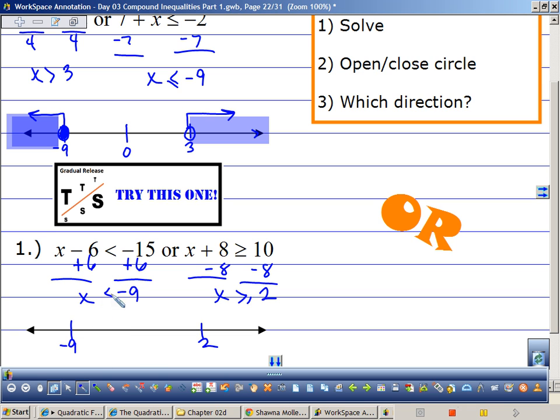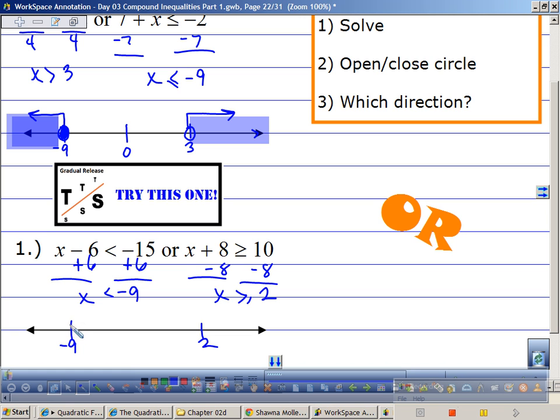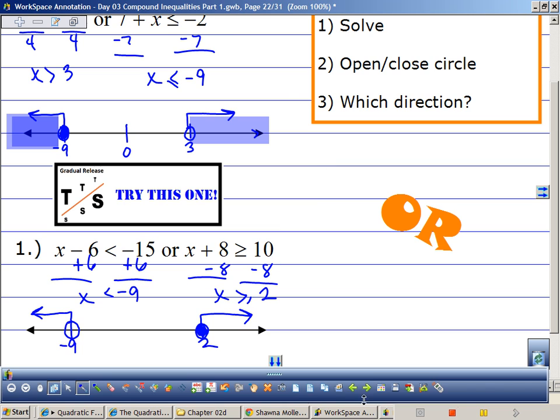Are my solutions going to be including negative 9 or not including negative 9? Right here, X is less than negative 9. Why not including, Philip? It doesn't have the equal to sign. Good. And it's going to be less than. Is it going to include 2 or not include 2? Include 2. And that's greater than. Questions on that one? No. All right, let's move on.